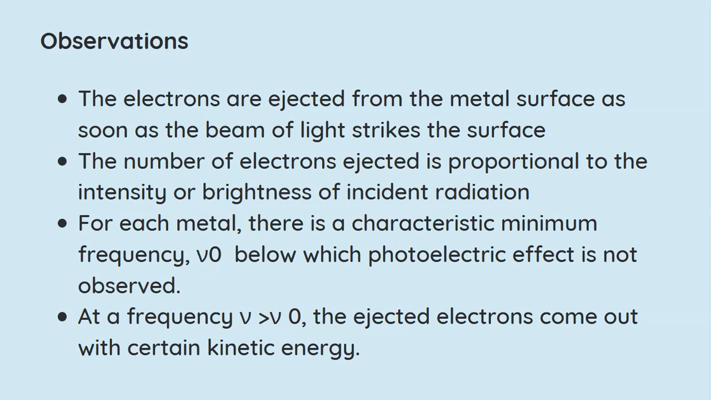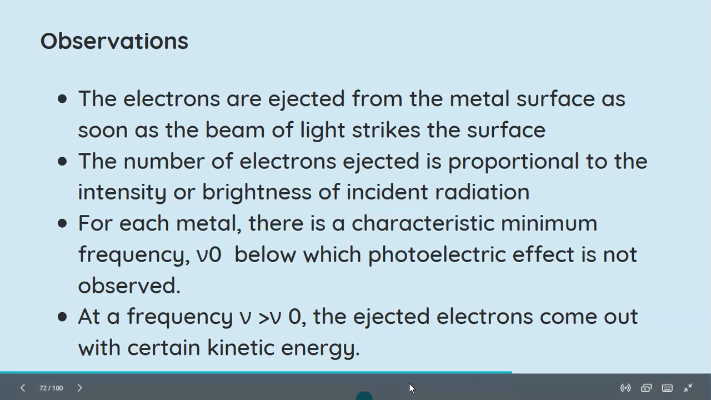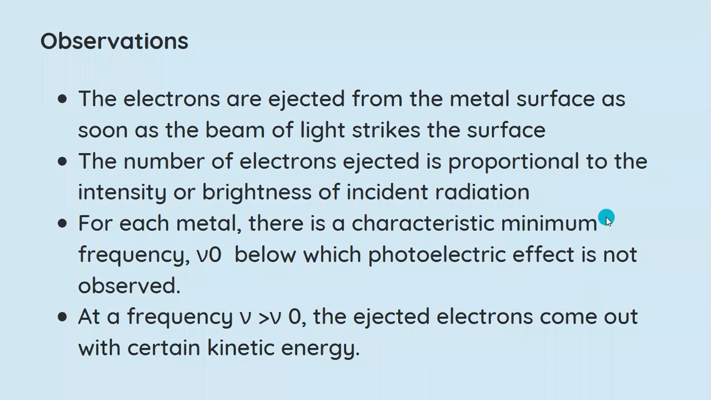This particular value of nu zero is the threshold frequency. Below this threshold frequency, electrons will not be ejected out. Even if the intensity or brightness of the radiation is high, if the frequency is less than the threshold frequency, electrons will not be ejected out.